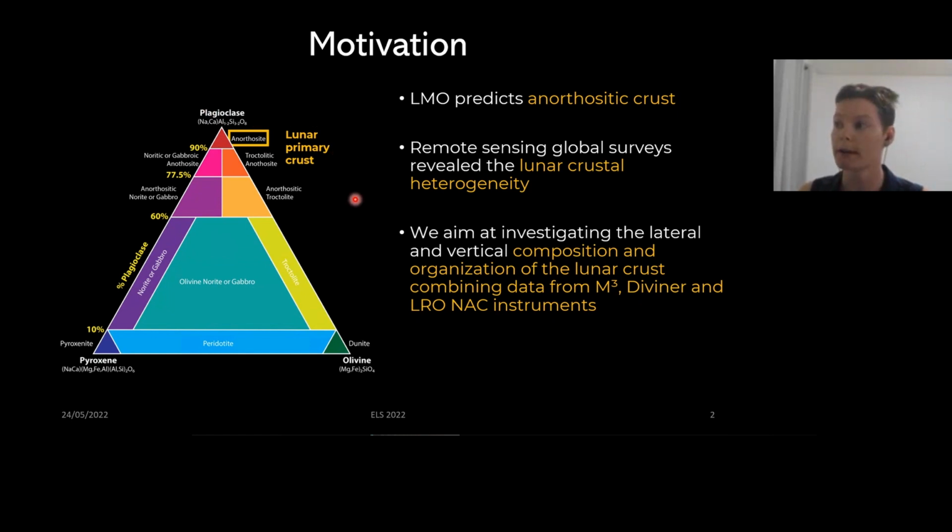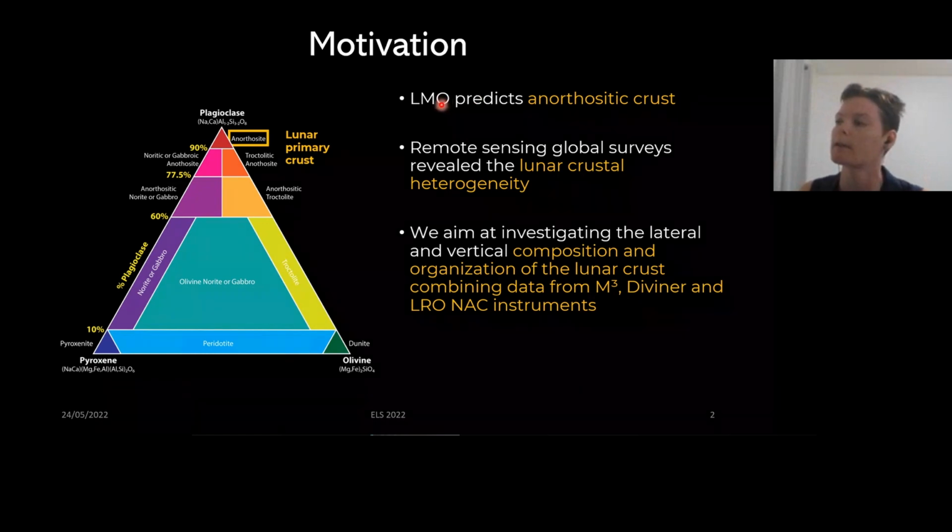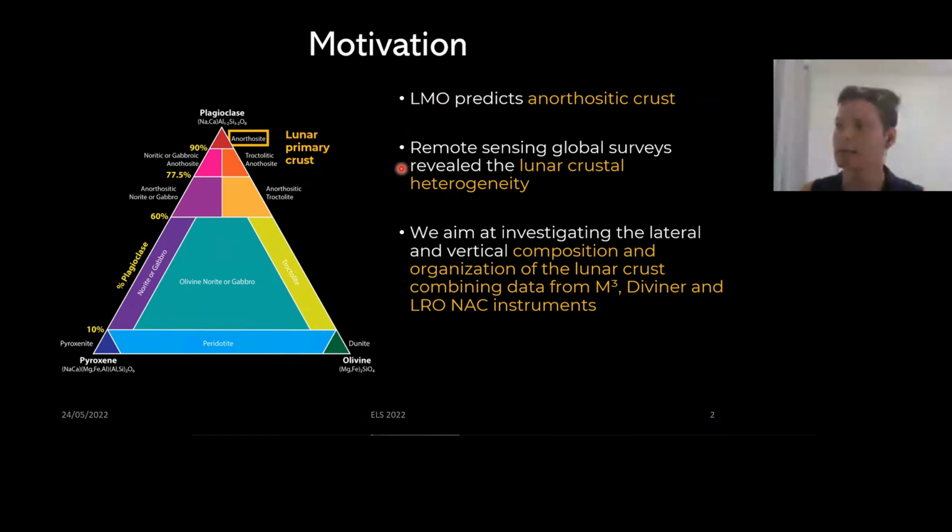This is all great, but what the lunar magma ocean concept doesn't really show is what global remote sensing surveys showed: that there are a lot of heterogeneities at the lunar surface that are not actually captured by the lunar magma ocean concept. So we aim at providing more constraints on the vertical and horizontal composition of the lunar crust, and particularly the anorthosites.